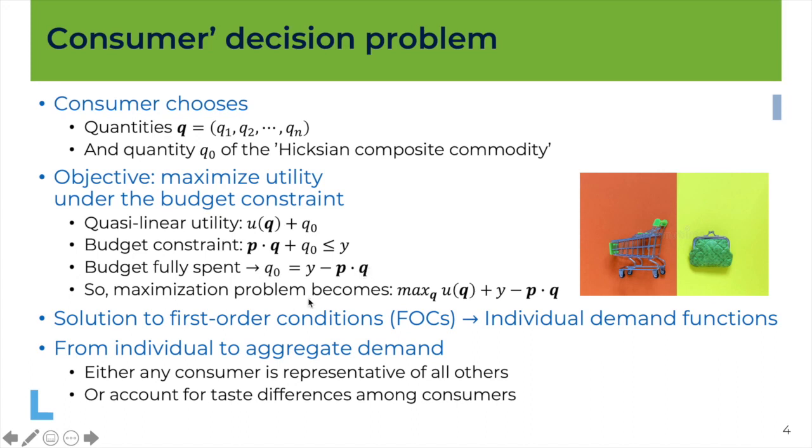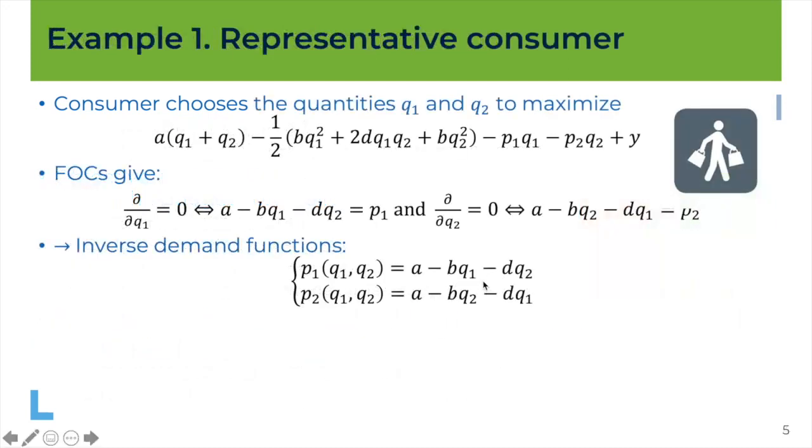You can rewrite the maximization problem of the consumer as the following expression. You want to maximize U of Q plus Y minus P times Q by choosing the quantities Q. Y minus P times Q is the utility you get from the composite good, after having included the budget constraint. Okay, now this is how you write the problem of the consumer, maximizing utility given the budget constraint.